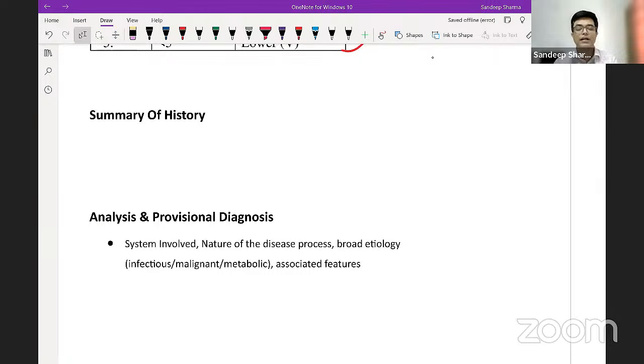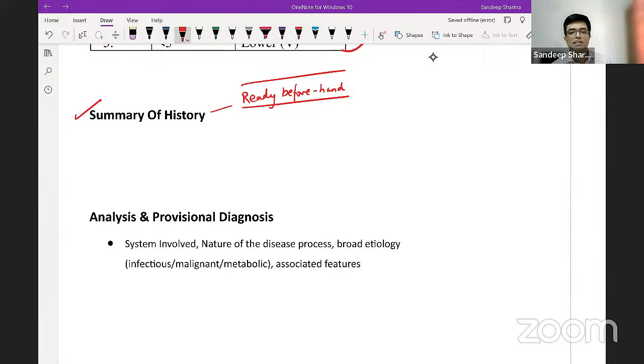When I say summary of history, examiner will ask you, always keep it ready before. Many students, immediately after taking history, jump to examination, but they don't keep the summary of history. And when the examiner asks you, sometimes your roll number is last and examiner is in a hurry of catching a flight or train after your exam. He is supposed to leave. So he will not have 20 minutes to discuss with you. He will simply ask you, start with the history.